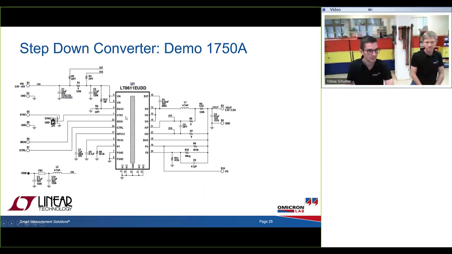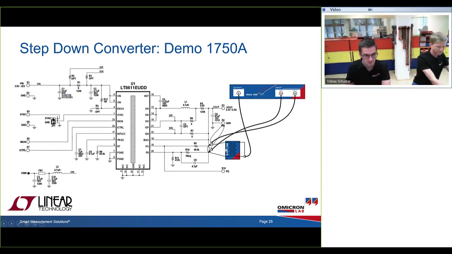Second example, we have a step-down converter, also demo boards. As always, I have a look at where the feedback is. You can see pin 20 is the feedback pin. There we have the feedback resistors, and then we can directly see where we have to inject the signal, or first of all put an injection resistor, because on this board there is no injection resistor in the layout already, so we have to put one in.